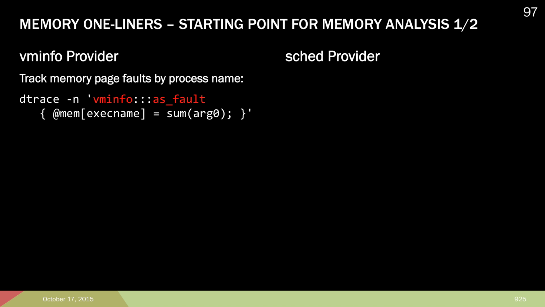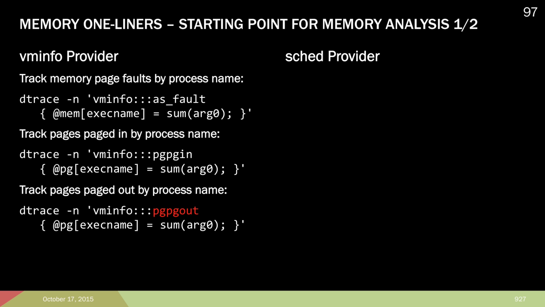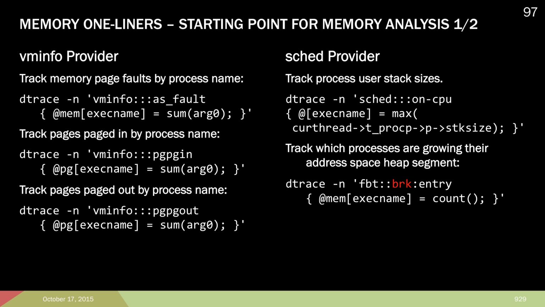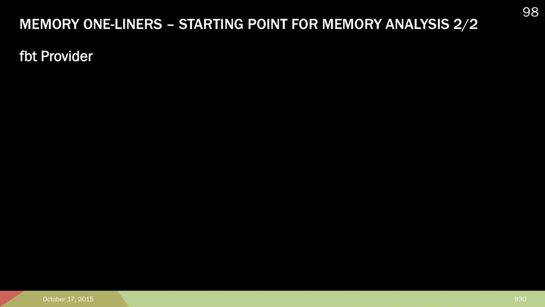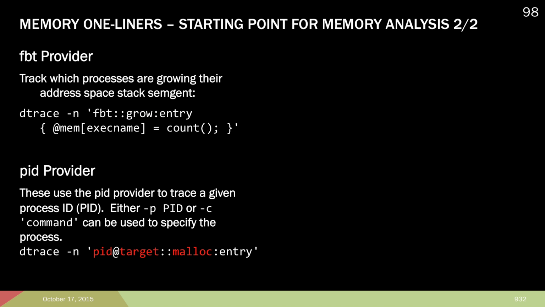Memory one-liners. Track memory page faults by process name. Track pages paged in by process name. Track pages paged out by process name. Under the sched provider, track process user stack sizes. Track which processes are growing their address space heap segment. FBT provider: track which processes are growing their address space stack segment. Use -p PID, or -c, or -C in the command to specify a process.